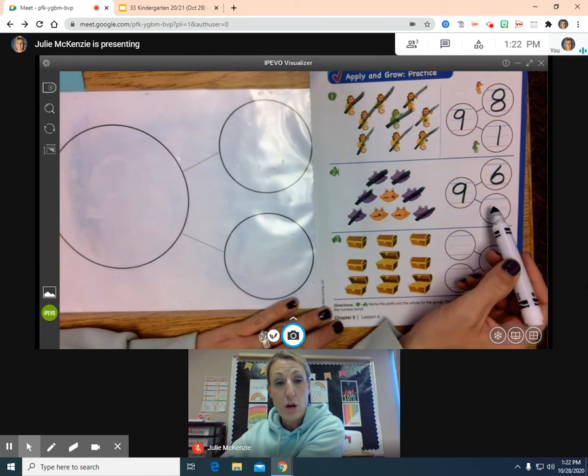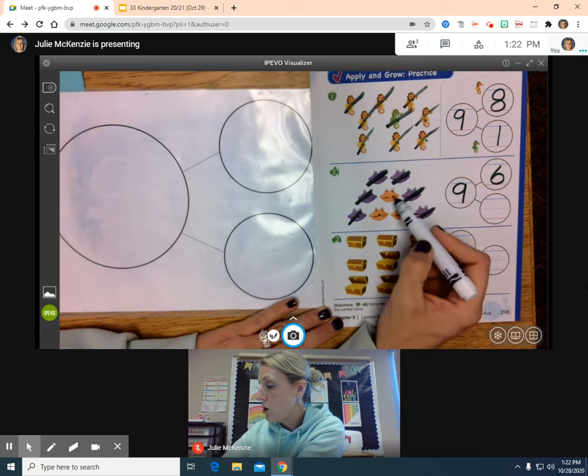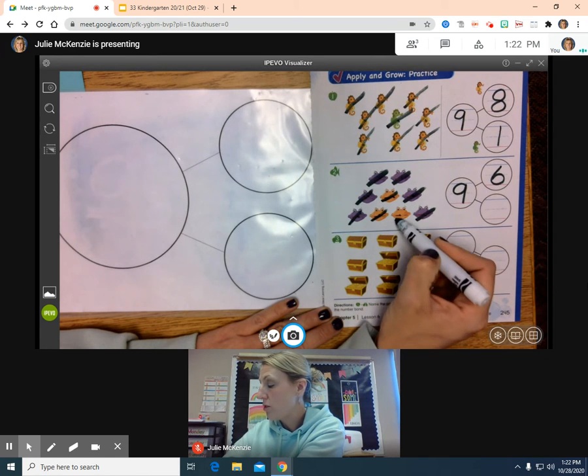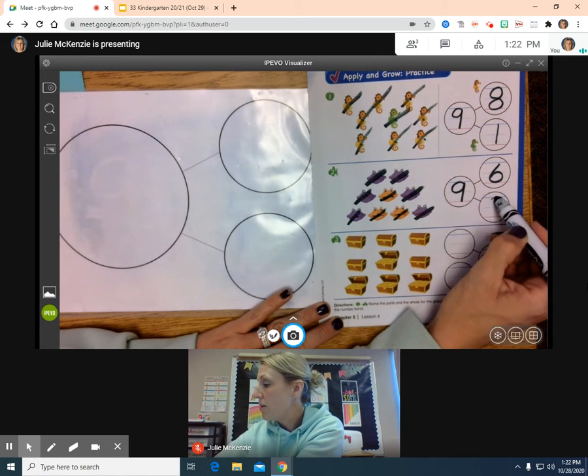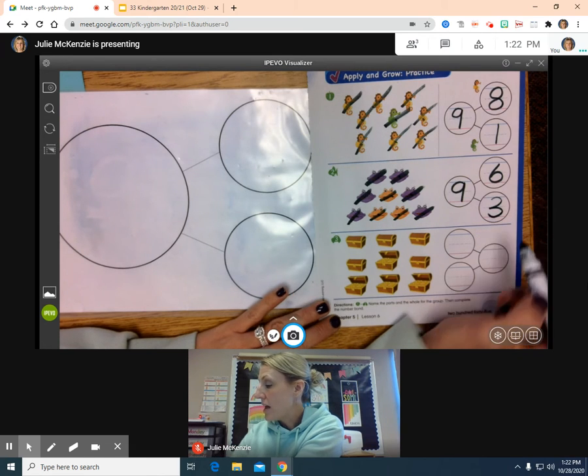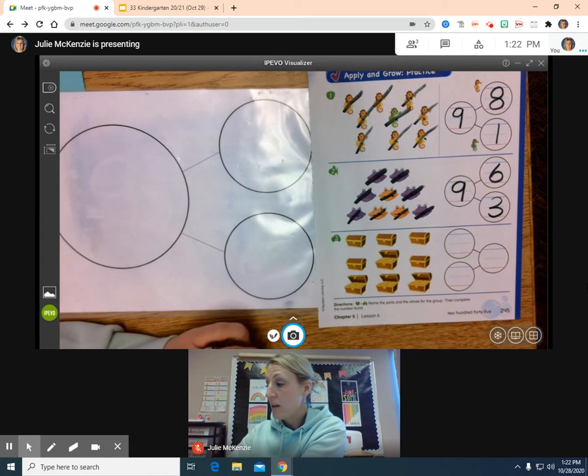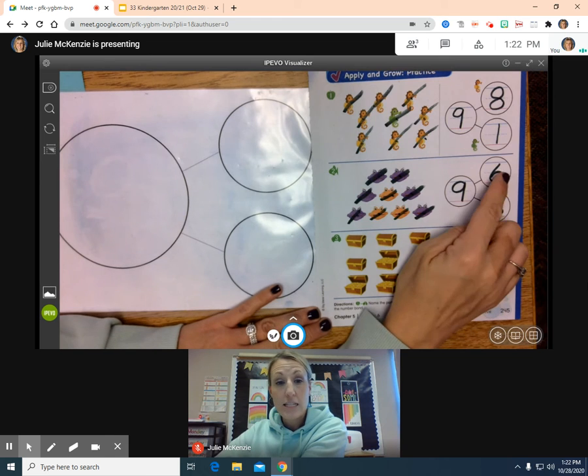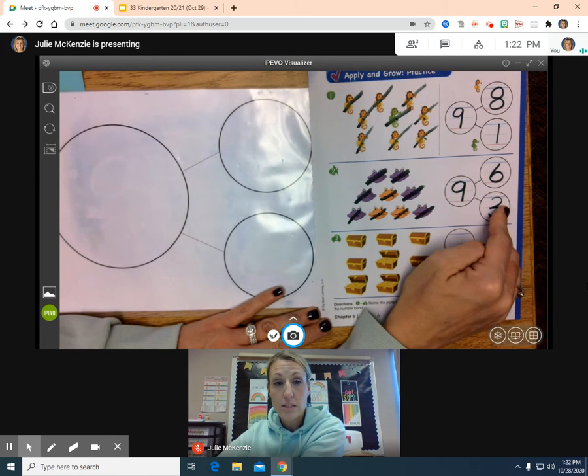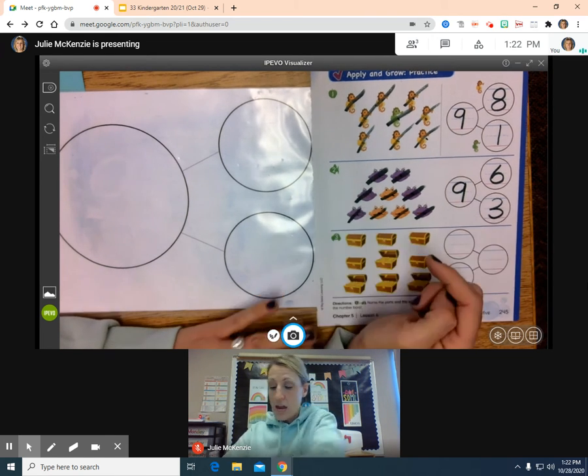And the other part is the pink. 1, 2, 3. Around the tree, around the tree. That is how you make a 3. So for this one, 6 and 3 are the parts to make the whole. And 9 is the whole.